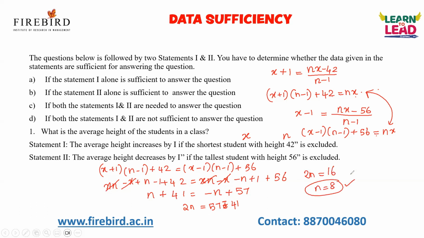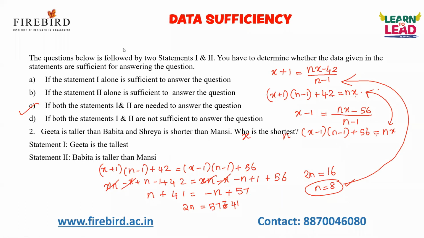From the given data, by combining both statements, I have found the number of students in the class. By substituting the number of students in either of the two equations, we can find the average height x of the students in the class. So if you combine both the statements, you will get the answer. Option C is your answer. Now, let us move to the next question.